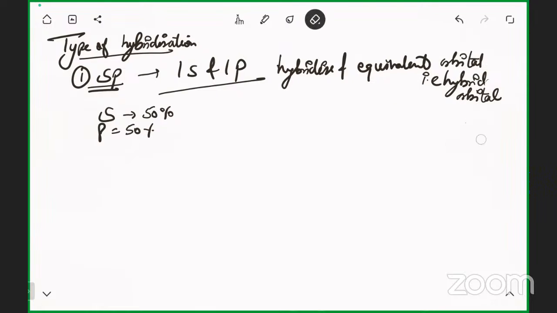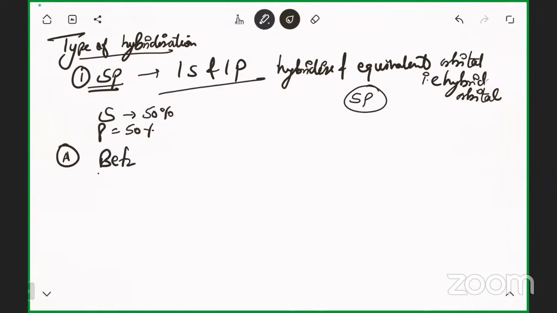So let's start with the example. The example I'm taking is BeF2. Anyone, just tell me the configuration of Be? 1s2 and 2s2. Atomic number is 4.